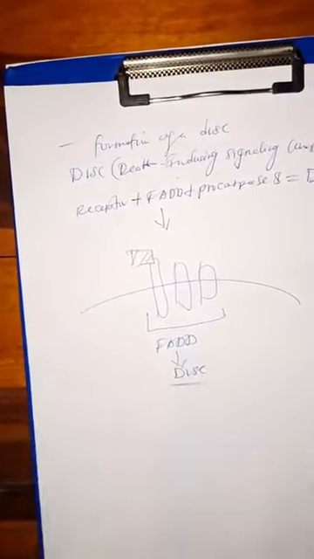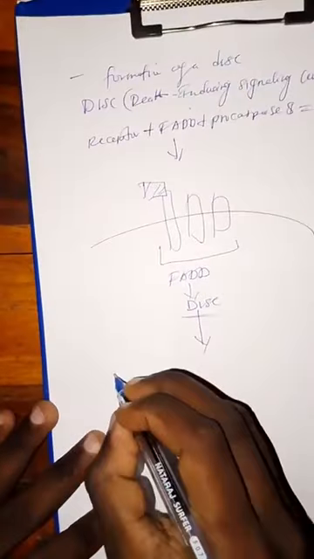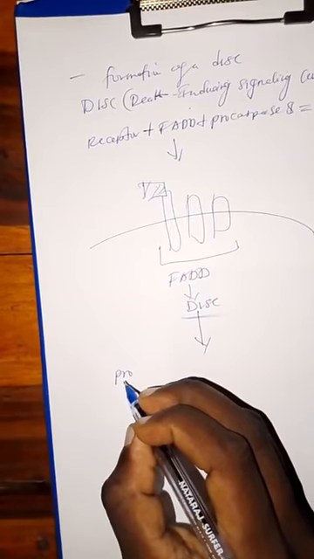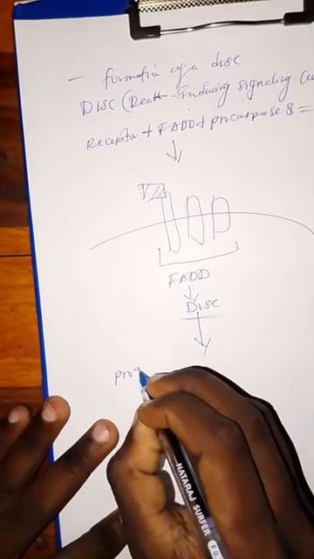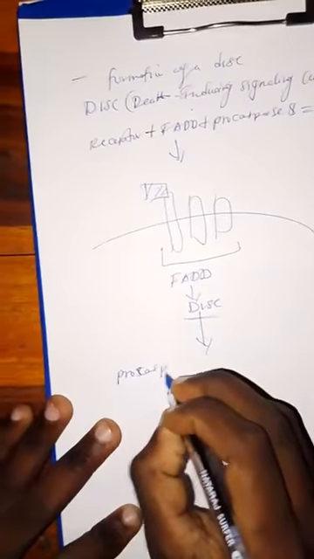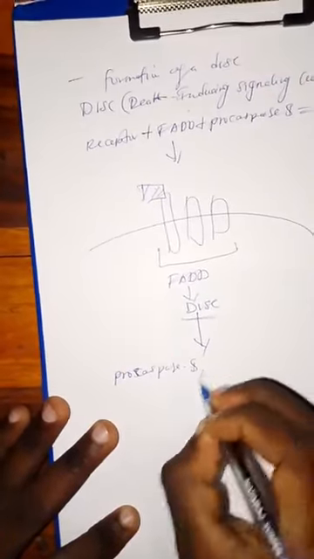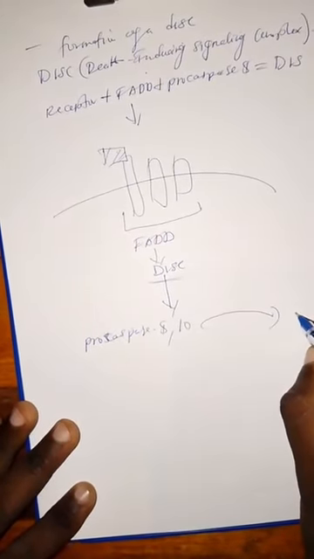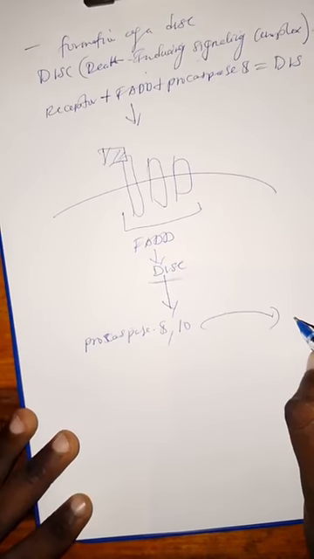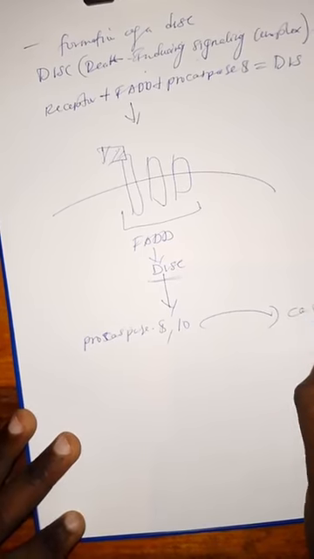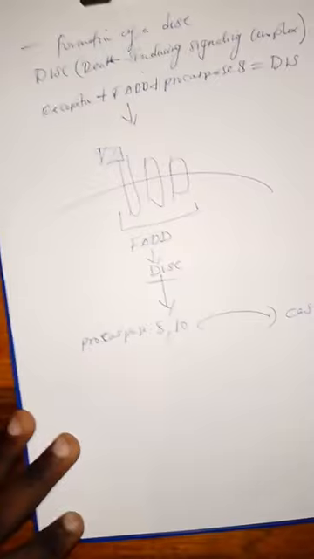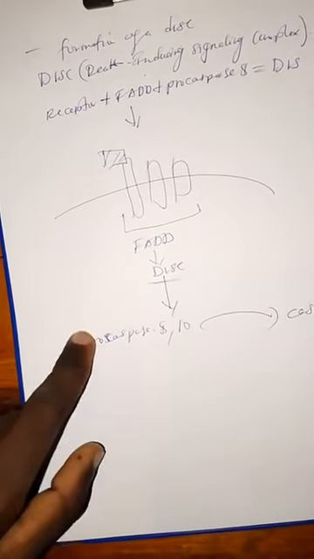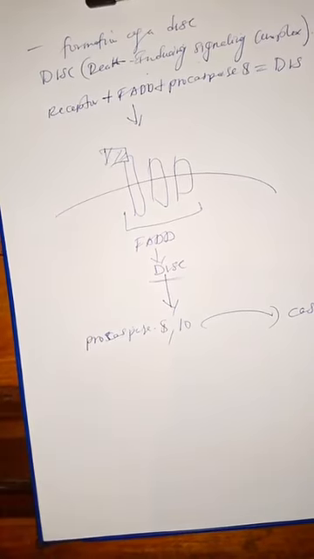From the DISC there will be activation of the caspases. Since it's procaspase 8 to be activated, in the extrinsic pathway it's 8 and 10 to be activated into their active form, which is caspase 8. Caspase 8, not a pro, but just caspase 8 and 10 into the active form. So this is not the active form, but this is the active form.